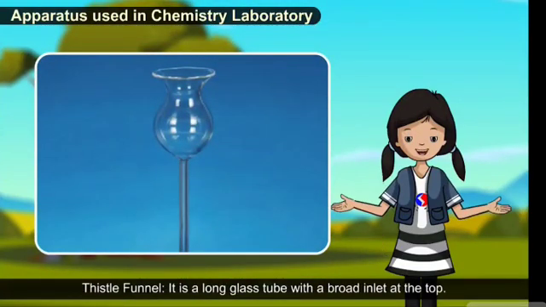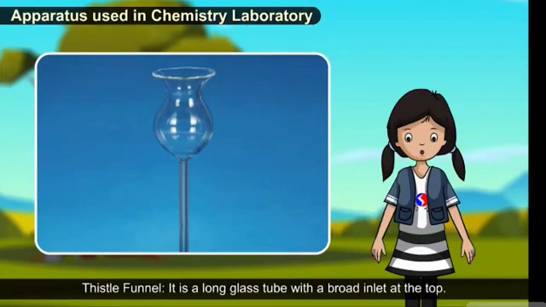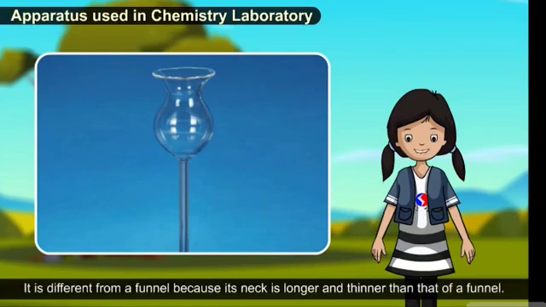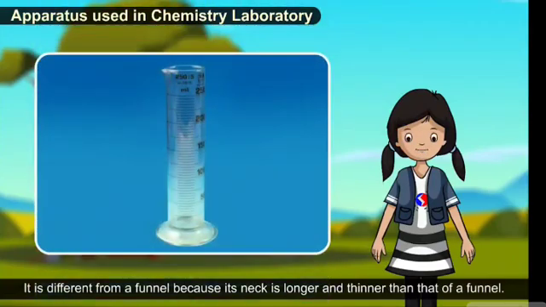Thistle funnel. It is a long glass tube with a broad inlet at the top. It is used to allow entry of reactants into a flask. It is different from a funnel because its neck is longer and thinner than that of a funnel.